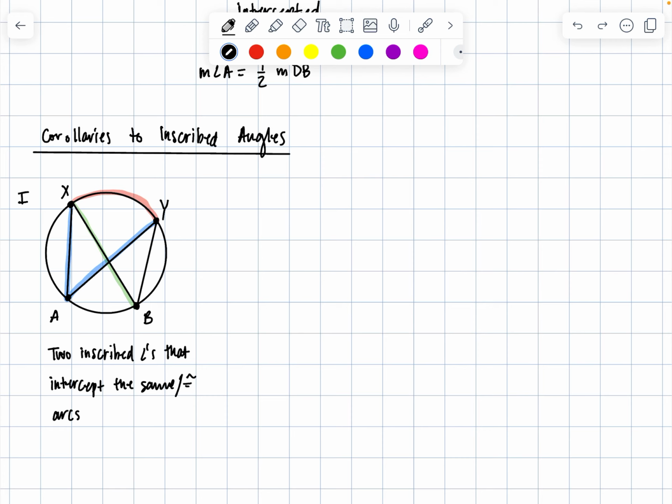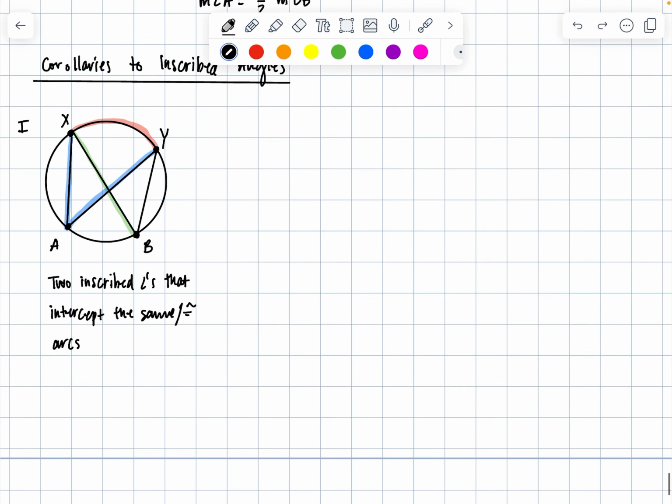Okay, so we could clearly see that XY is that same arc here, and we could say, for example, if the measure of XY is equal to 80 degrees, then angle XAY would be equal to 40 degrees, and angle XBY would also be equal to 40 degrees. So these would have the same measure no matter what.